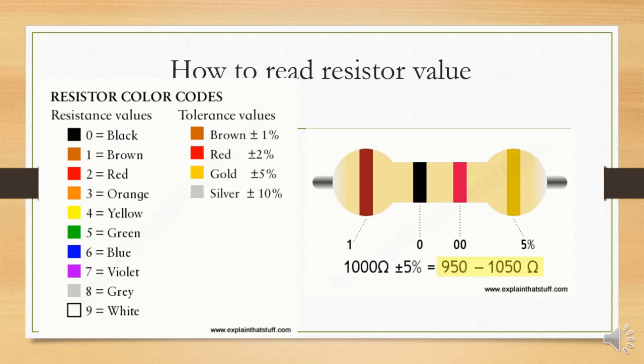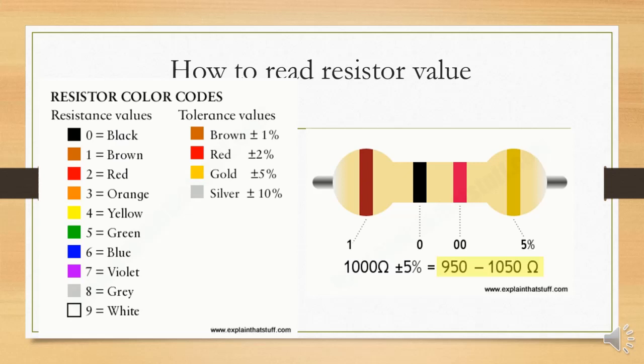And if the color on the right hand side is brown, it means the resistance has a 1% tolerance value. Then if the rightmost color is red, then the resistance tolerance value is 2%, 5% for gold, and silver has 10%.